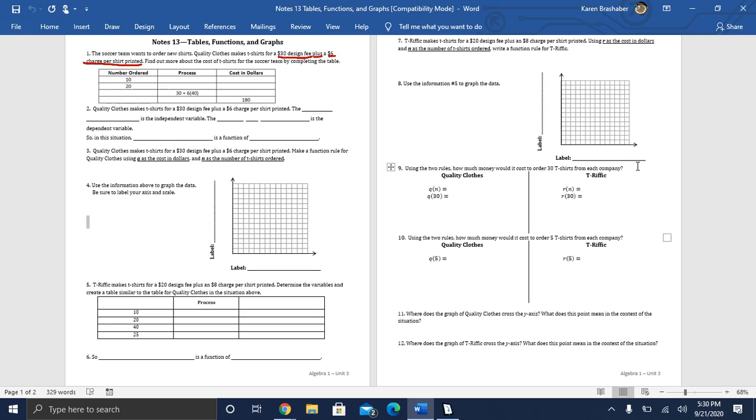So if 10 shirts were ordered, then we would still have to pay the $30 fee plus $6 for every shirt that's ordered. So $6 in this case times 10. Of course, you could use a calculator, but we'd take 6 times 10, which is 60, and add 30, and we would come up with our cost of $90 for 10 t-shirts.